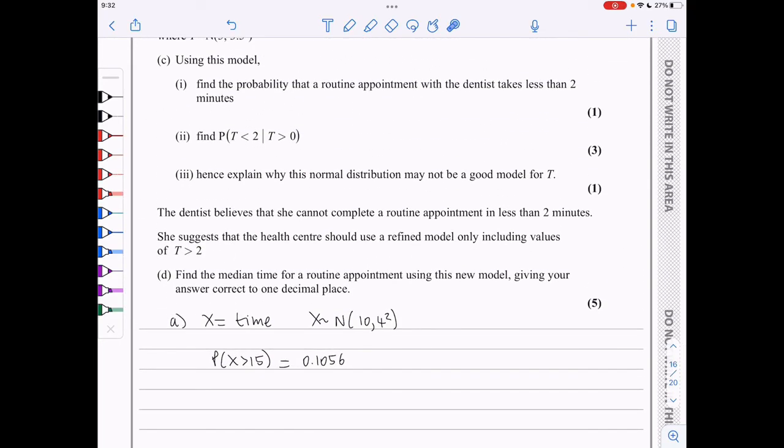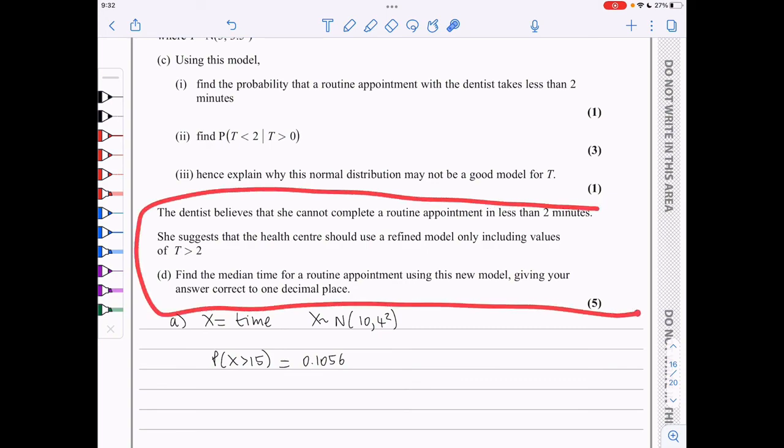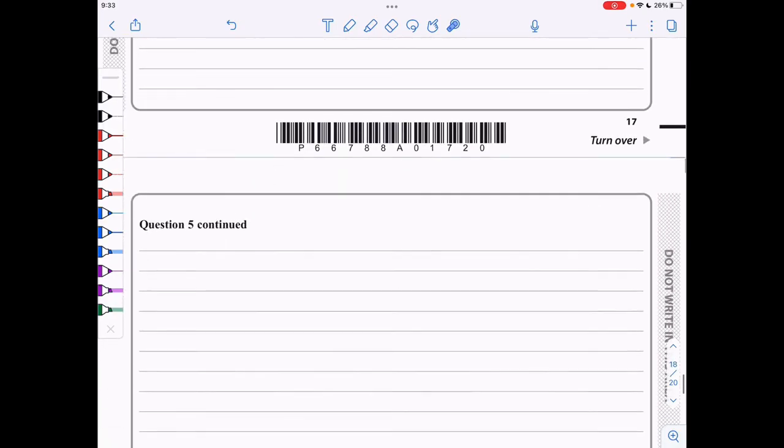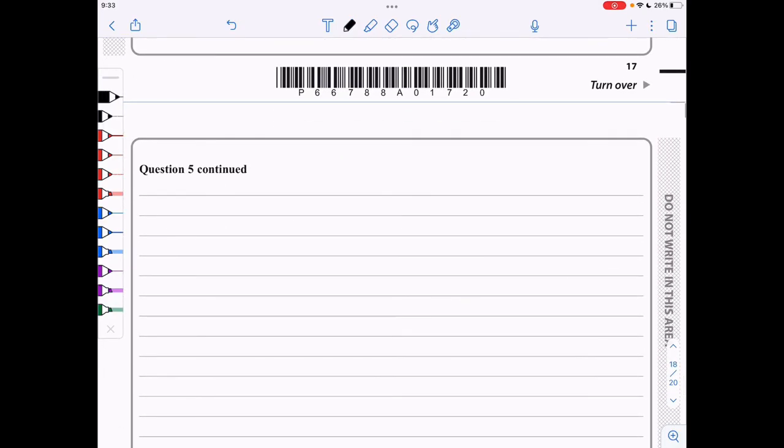And the final part D, the dentist believes that she cannot complete a routine appointment in less than 2 minutes. And she suggests that the health center use a refined model which only includes values of capital T being greater than 2. Find the median time for a routine appointment using this new model, giving your answer correct to 1 decimal place. So it's a 5-mark question. That's a lot to think about and to do here. So as always, start by drawing your bell-shaped curve just to illustrate exactly what's happening here.